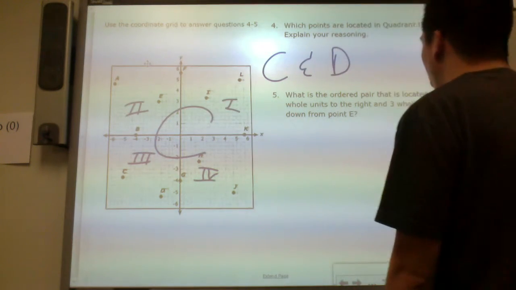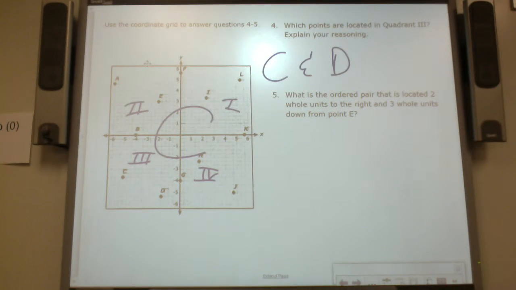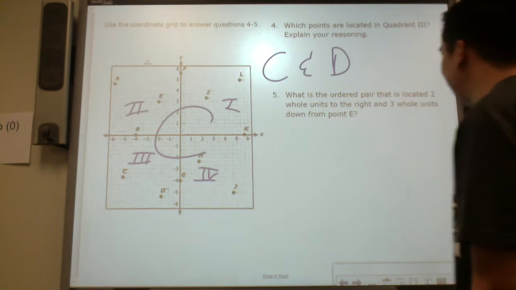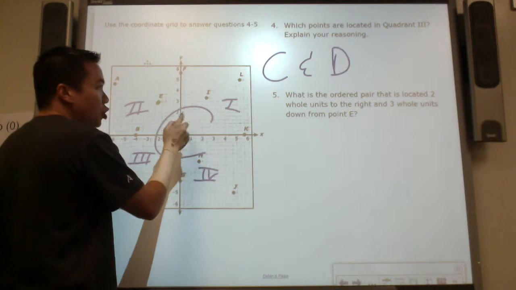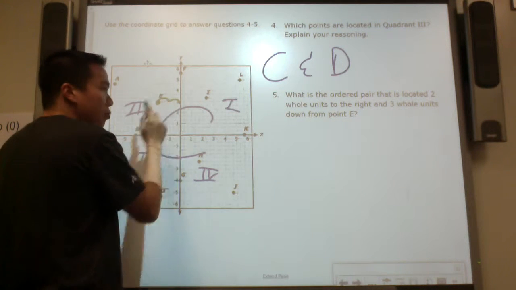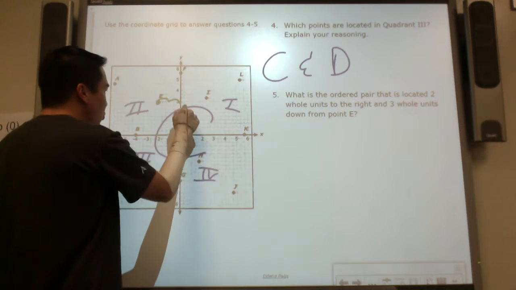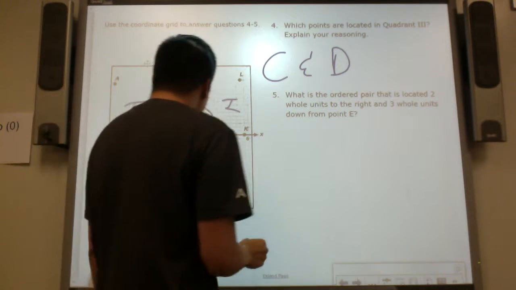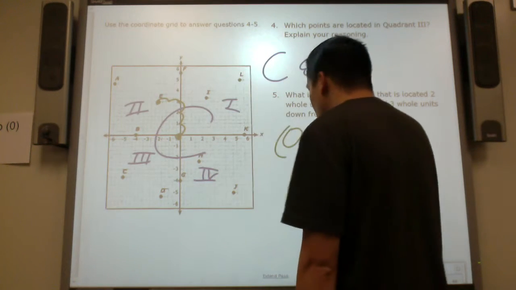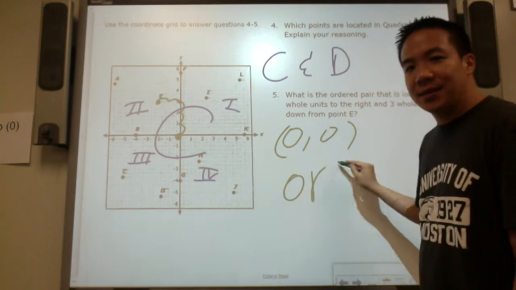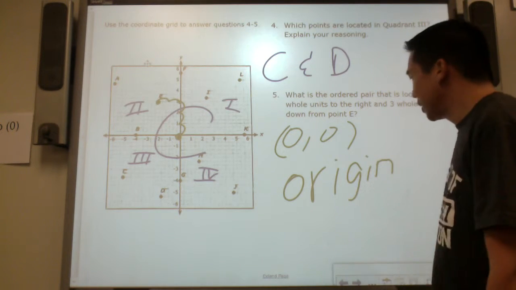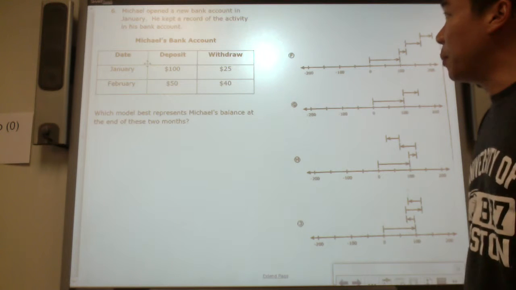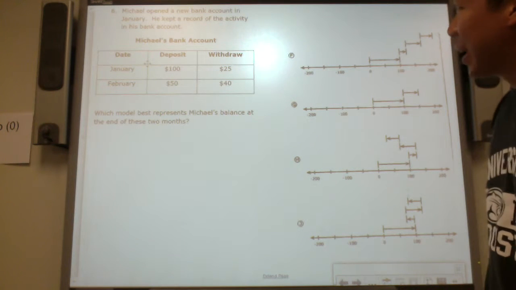What is the ordered pair that is located 2 whole units to the right and 3 whole units down from point E? Well, point E is right here. 2 units to the right, 3 units down. It's right there at the home base. Do you remember what the word for the home base is? It is the origin, the home base. Origin.